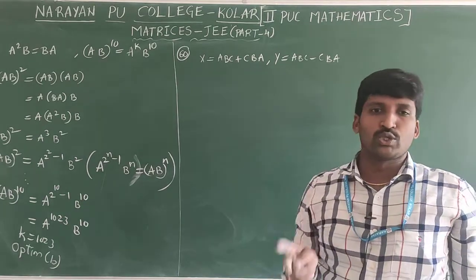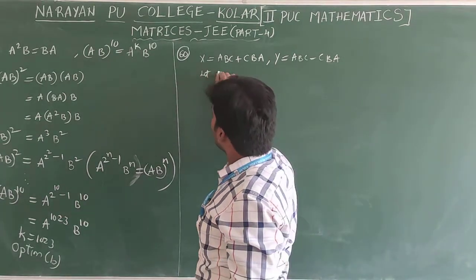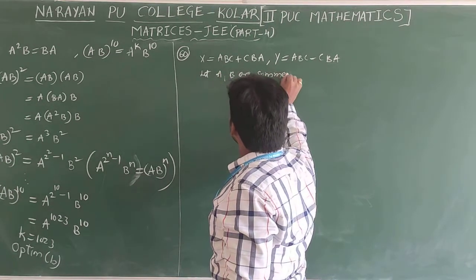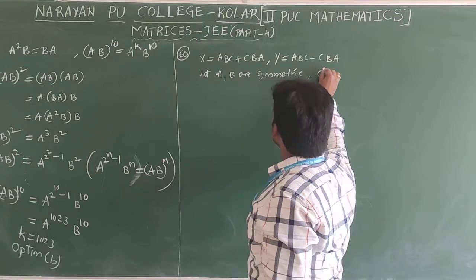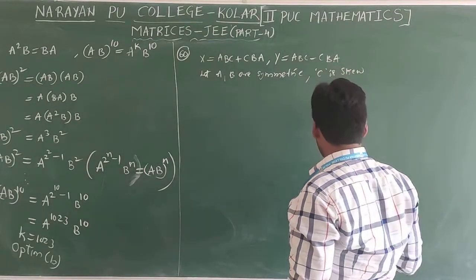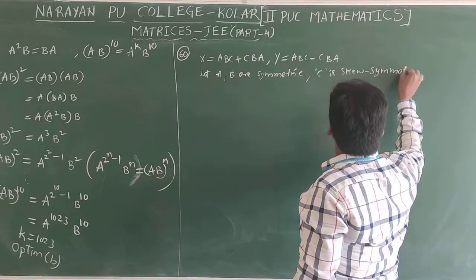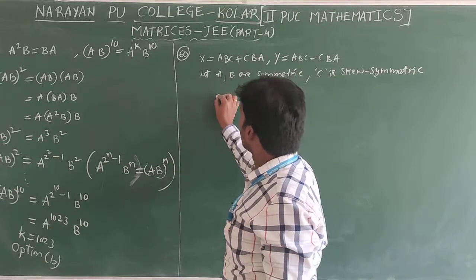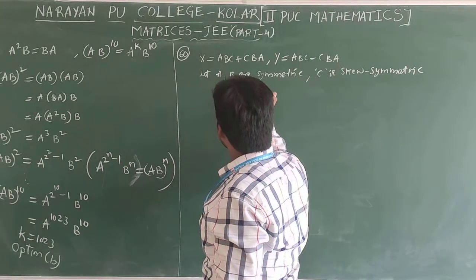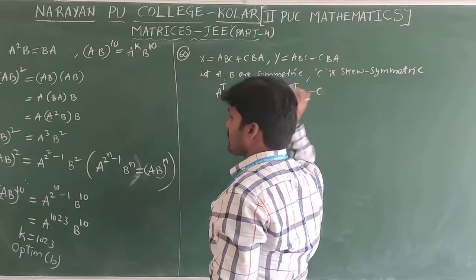In ABC, any two are symmetric and one is skew symmetric. I'll consider A and B symmetric and C skew symmetric. As for that, what will you get? A transpose equals A, B transpose equals B, and C transpose you will get minus C.